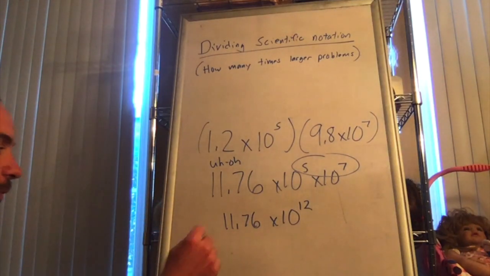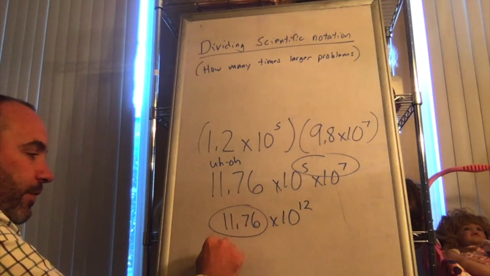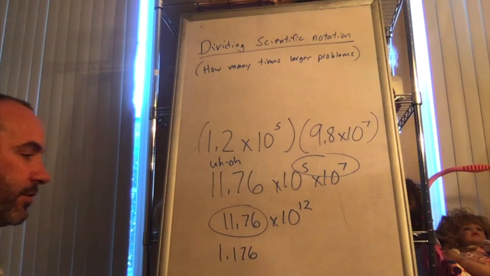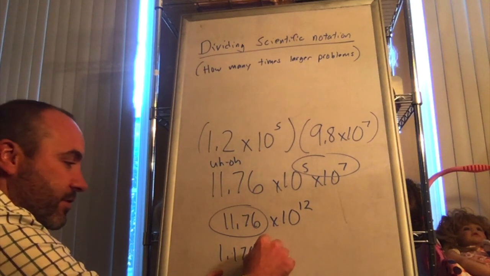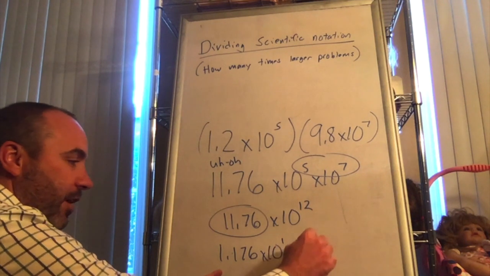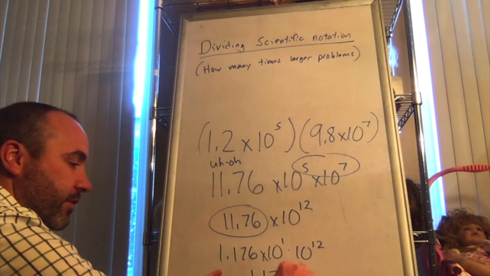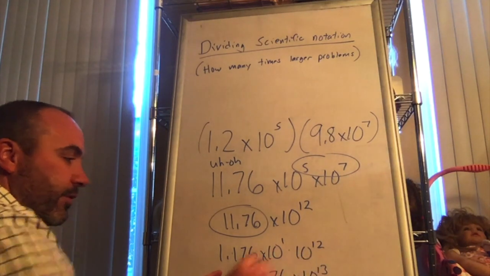So, like we did before, sometimes I change this into scientific notation. I got to move that decimal over one spot. So that's 1.176 times 10 to the first power. And then I still have this times 10 to the 12th. And I add those. So it'd be 1.176 times 10 to the 13th power.